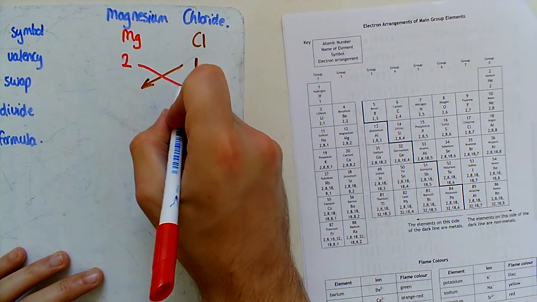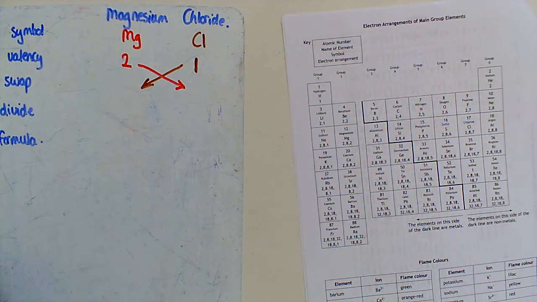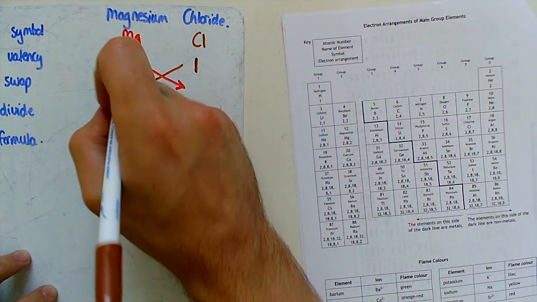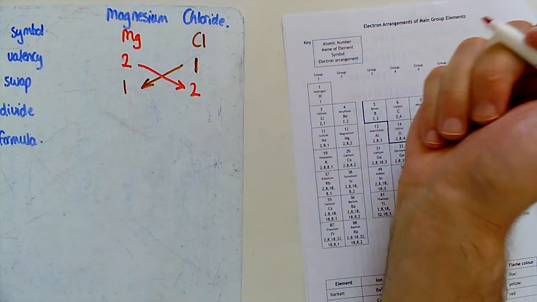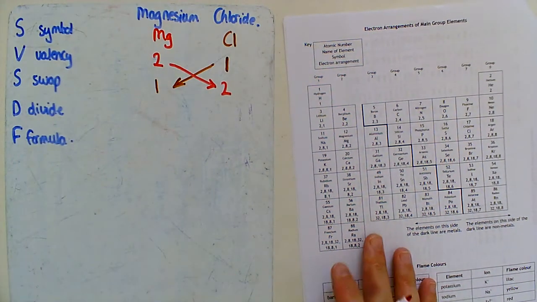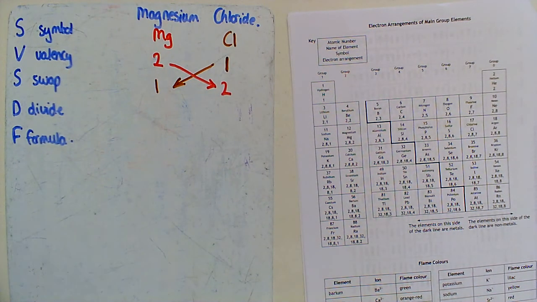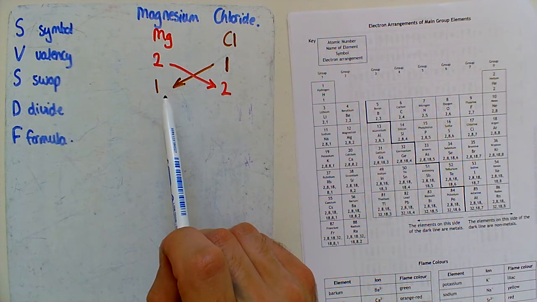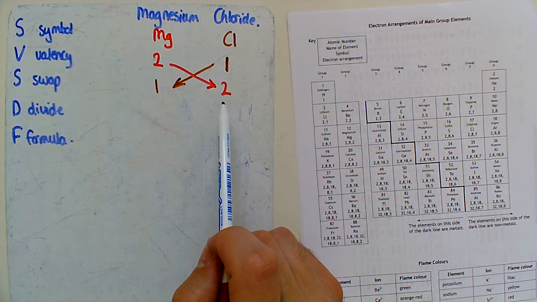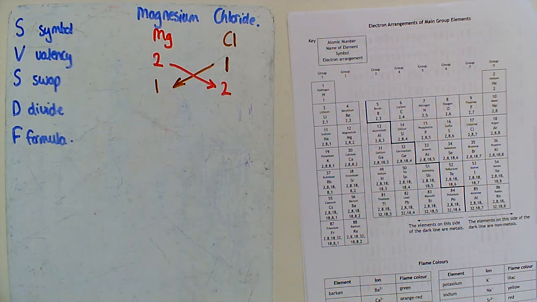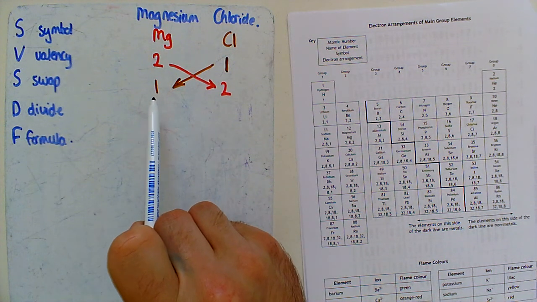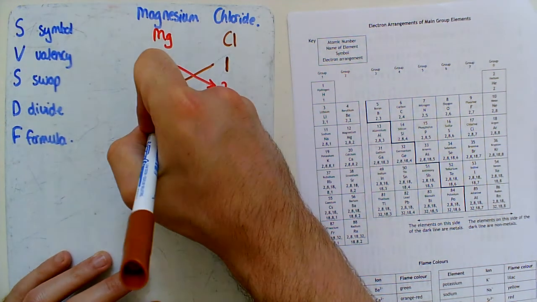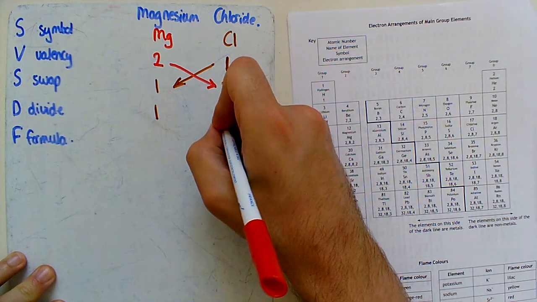Now this is where we do something important, and we swap the numbers. So the 1 from chlorine swaps over to magnesium, and the 2 from magnesium swaps over to the chlorine side. Now the divide, what that is for is, can these numbers be divided to make anything simpler? In this case, we can't do anything, because 1 can't make 1 any simpler. So we just keep the numbers the same, 1 and 2.